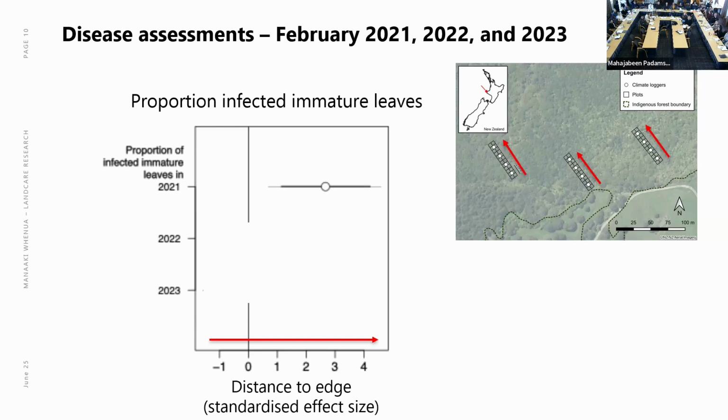The lines around the point show the credible intervals that Christy was talking about before, a measure of error in the model, because with Bayesian models, you don't tend to talk about things being significant or non-significant, but you can interpret those lines crossing zero as a measure of significance. So in this case, we have a pretty clear effect in 2021 that disease increases as you head into the forest.